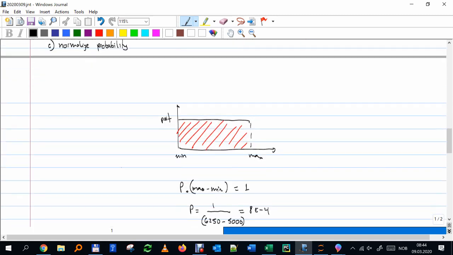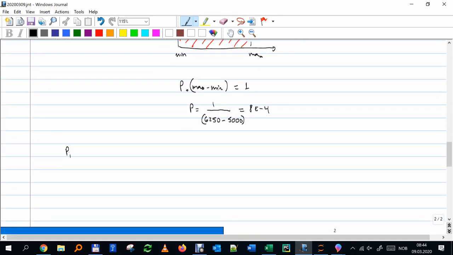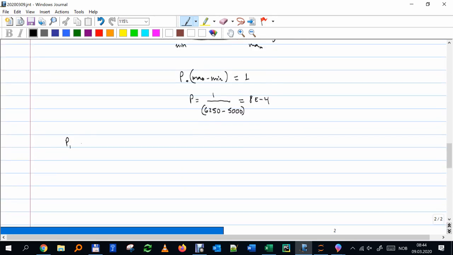That means I find a new P1, the same step, the same C, which will be P1 old divided by the sum of all Pi's. So that means 8 e to the minus 4 divided by 3 times 8 e to the minus 4, and how much is that? 1/3, which is 0.333. So P1 will be 0.333, P2 will be 0.333, and P3 will be 0.333.